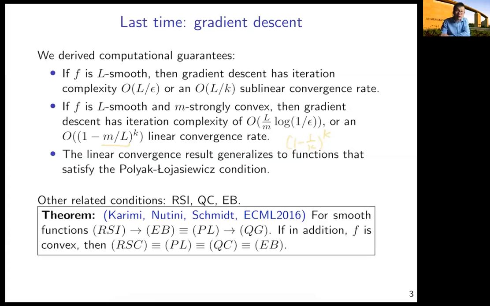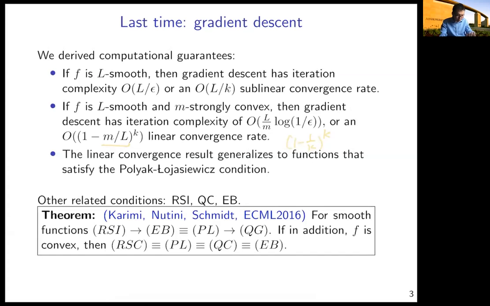Okay, there are similar conditions to the PL condition that apply to convex functions and non-convex functions, such as error bound conditions, the quadratic growth condition, the restricted secant inequality, and the associated restricted strong convexity conditions. So all these conditions are more or less equivalent when f is convex. So they are arguably the weakest possible conditions for linear convergence of gradient descent.